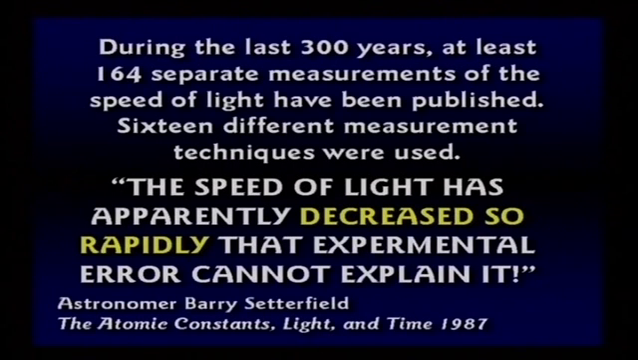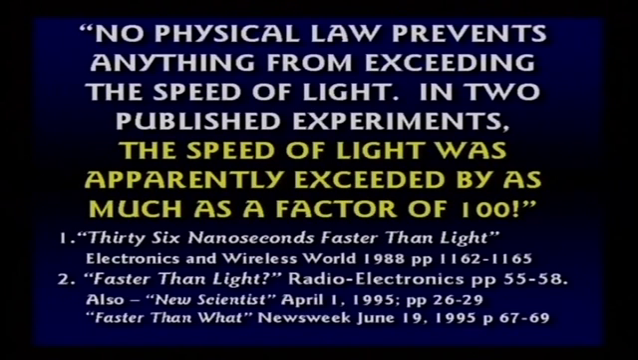Astronomer Barry Setterfield said, during the past 300 years, at least 164 separate measurements of the speed of light have been published. 16 different measurement techniques were used. The speed of light has apparently decreased so rapidly that experimental error cannot explain it. No physical law prevents anything from exceeding the speed of light. In 2 published experiments, the speed of light was apparently exceeded by as much as a factor of 100. 100 times the speed of light.